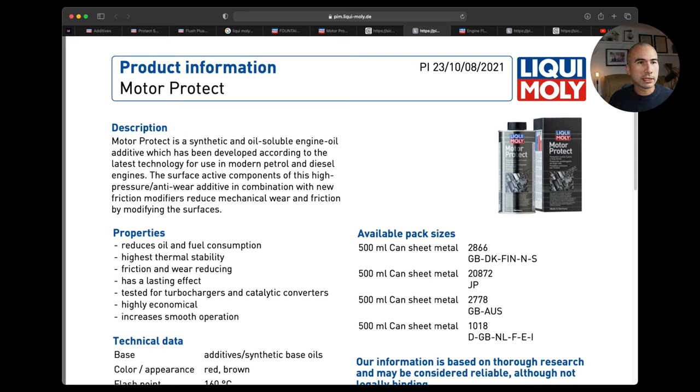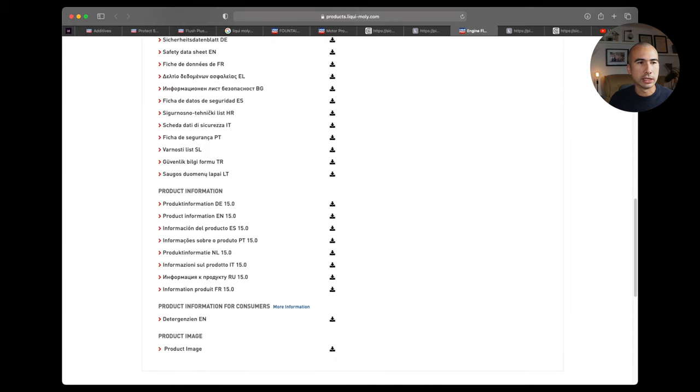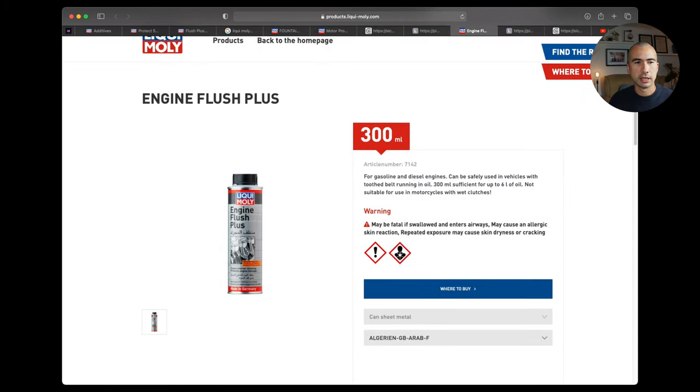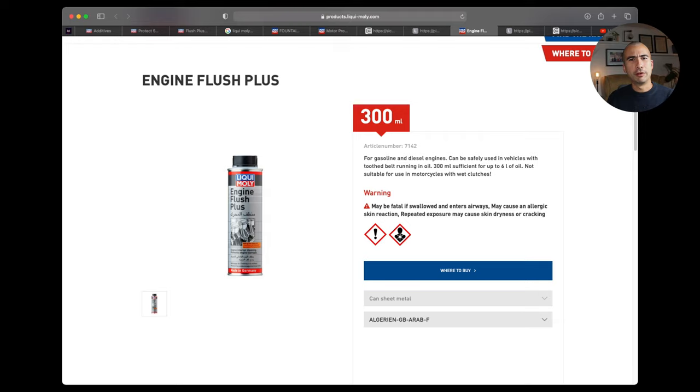All right, so let's take a second product. I was going to look at the engine flush as well, because I think that is designed to act in a very different way. So remember, with the previous product, with the Motor Protect, that was designed to be used with new oil. So you've done a flush, you're filling with new oil, you pour it in. This stuff is designed to be used just before you drain used oil, right? So the idea is that you can use it to clean up a whole bunch of system deposits and things like that.